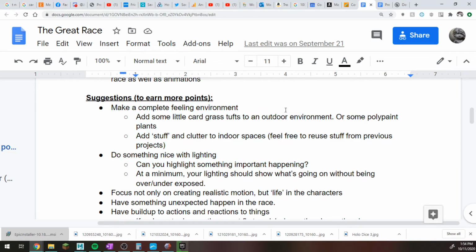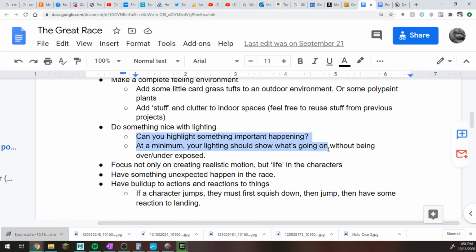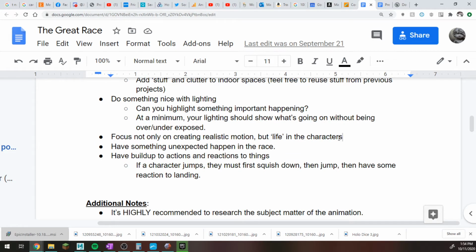Make some kind of complete feeling environment. It doesn't really matter necessarily what your environment is. Consider using cards and mash if you're doing, for some reason a lot of people do garden snails or things in grass for this. So consider using cards or different ways to make nice feeling grass, that kind of thing. Something nice with lighting, again, is kind of my standard thing. Something to add to the mood of the scene, do something more than just generic dome lights, that kind of thing.